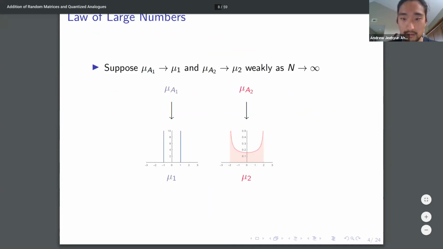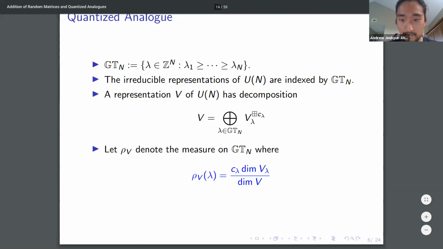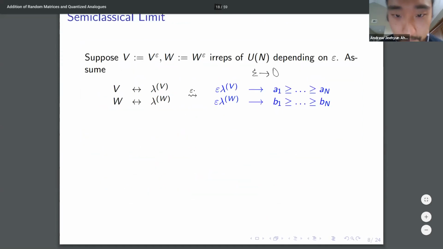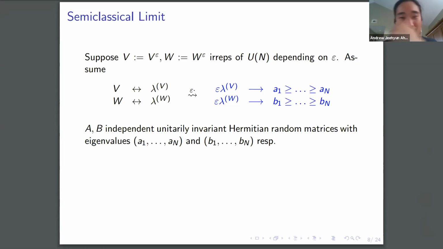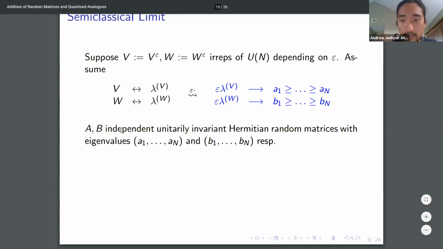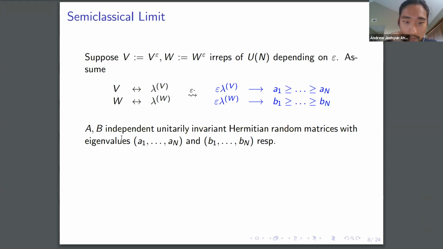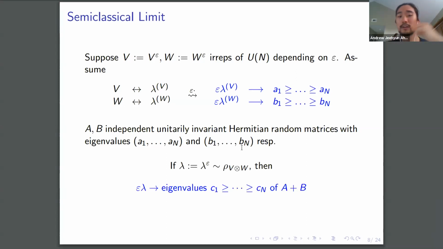Sorry about that. Okay. So if we assume this, we've taken a limit epsilon to 0. And we take A and B to be independent, unitarily invariant Hermitian random matrices, so these are just random matrices with eigenvalues a1 through an and b1 through bn respectively. Then it'll turn out that if we take lambda distributed as rho V tensor W, then rescaling this signature lambda by epsilon will give me the eigenvalues of A plus B.